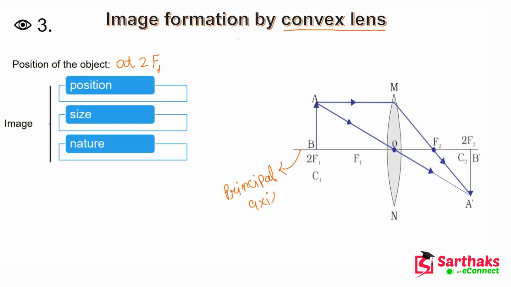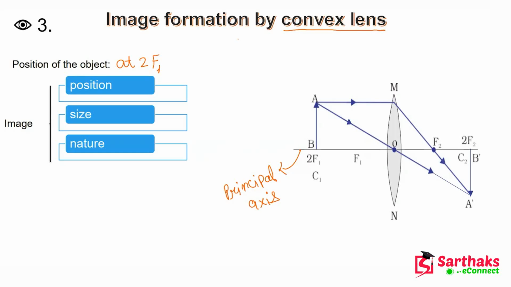Principal axis. This is a ray which is going parallel to this principal axis. After the refraction, we all know that whenever a ray goes parallel to the principal axis, it passes through F2, so this will pass through F2. This is another ray which is passing through the optical center, and whenever a ray passes through the optical center, it always follows its path without any deviation. So this is the point where they are meeting.